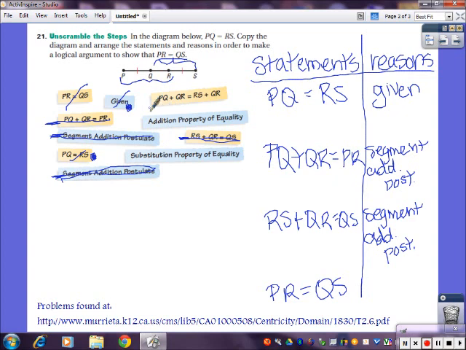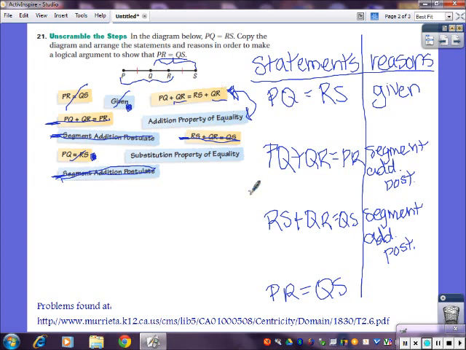The next thing says, what's left? Addition property of equality. Well, I know what that is. I know that means I'm adding the same thing to both sides of the equal sign. And when I look at what's left, I have this statement here. And when I look further, I see that QR and QR, well, the same thing is being added to both sides of the equal sign. So these two have to go together because that is the addition property of equality.